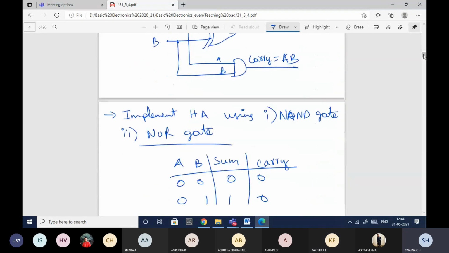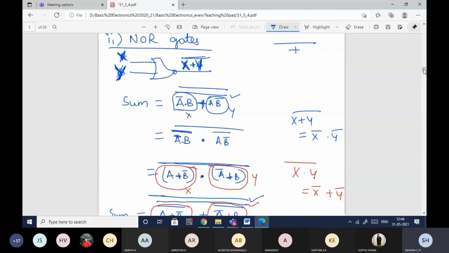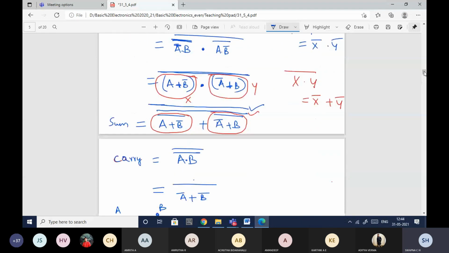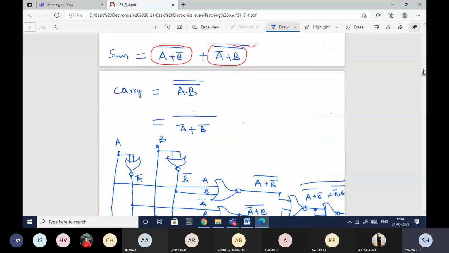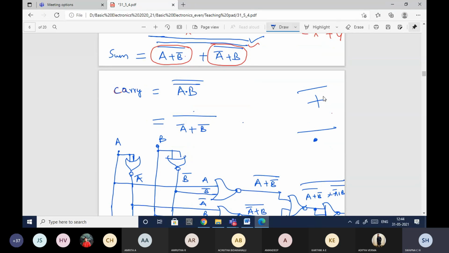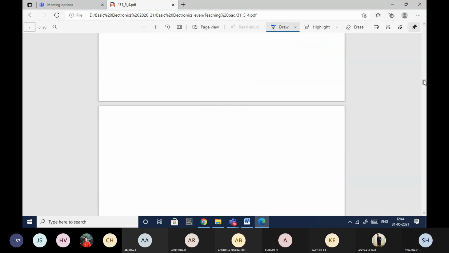Is this clear? Does anybody have doubts anywhere? Any conversion, like I've told you, if you are using NOR gates, it should be in plus whole bar form, and if it is NAND gates, dot whole bar form. If anybody has doubts about this form, please ask me. Hope it's clear to all of you. Okay, fine. Now I'll go with the full adder.